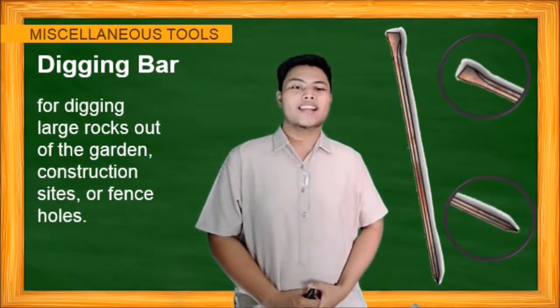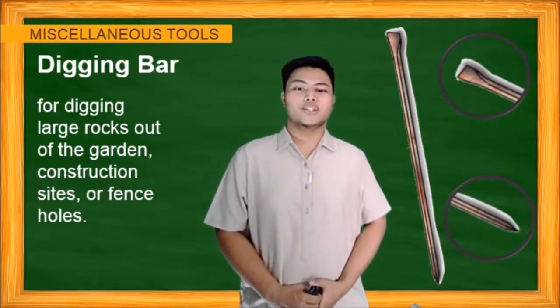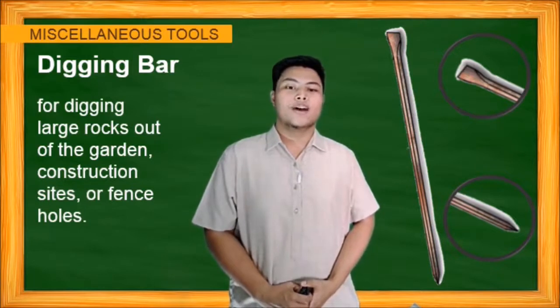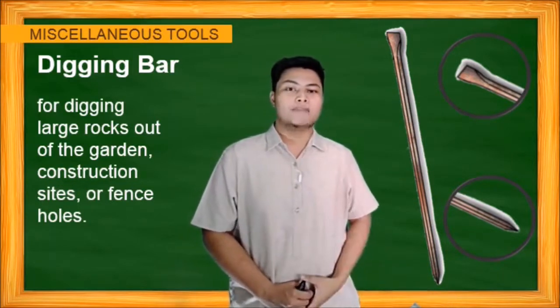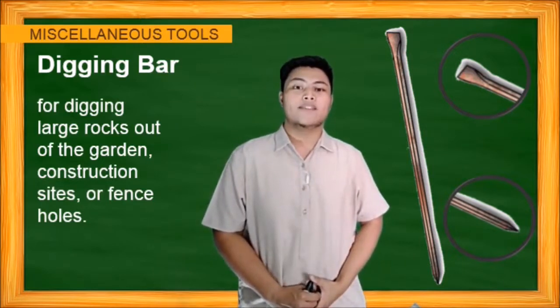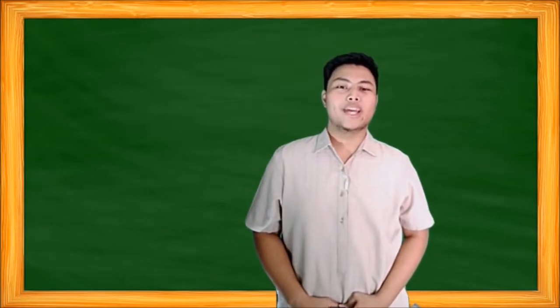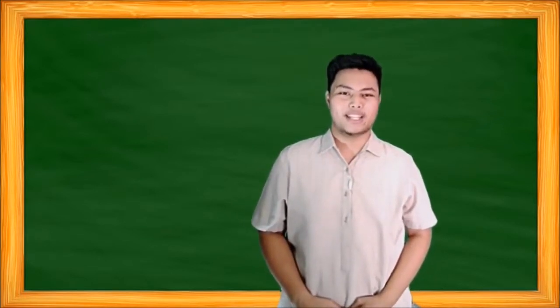Last but not the least is the digging bar. It is used for digging large rocks for the garden, construction sites, and also fence holes. So we have two ends on our digging bar that serve a specific purpose. Those are the tools and equipment that we can use in performing animal production operation efficiently.